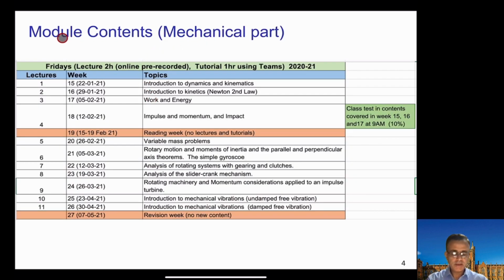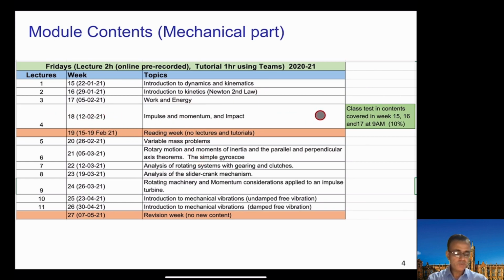Now for the mechanical part, the module content, as you're going to see here. This is the week by week topics that we will cover for this module in the mechanical part. So today is our lecture 1, and it's week 15, and today is 22 January 21. Today we will discuss introduction to dynamics and kinematics. And then, as you can see, I will not go into the detail, but during the next weeks, we will discuss these different topics.